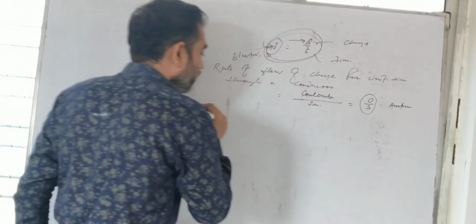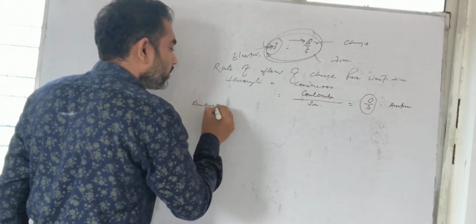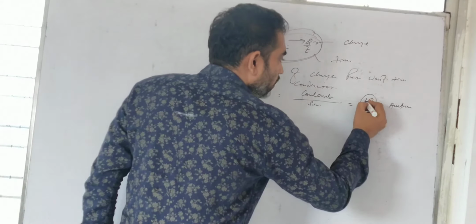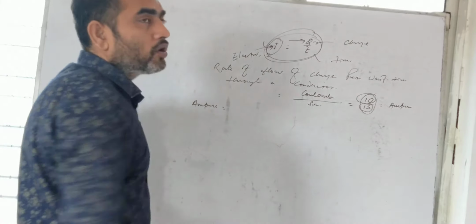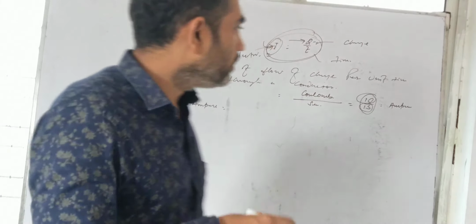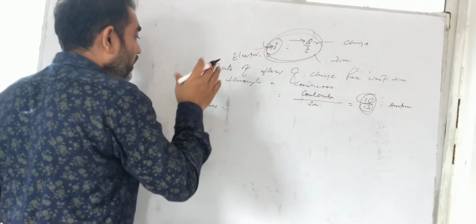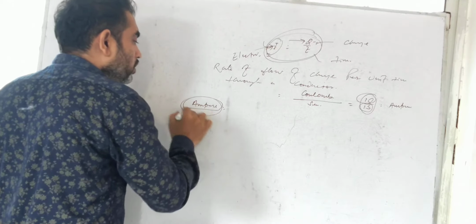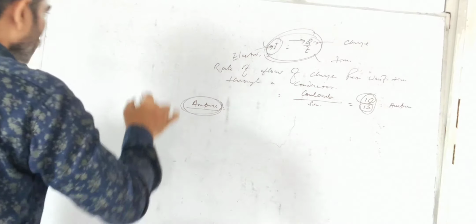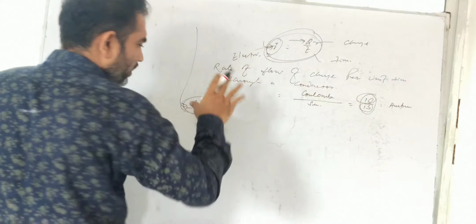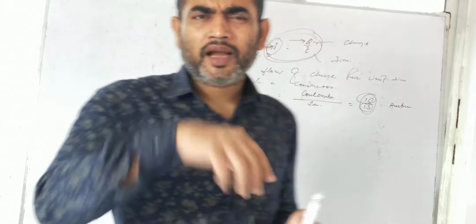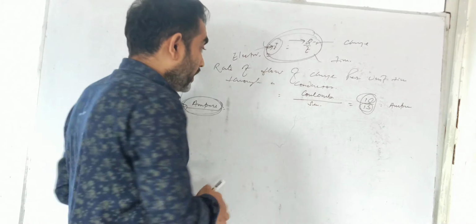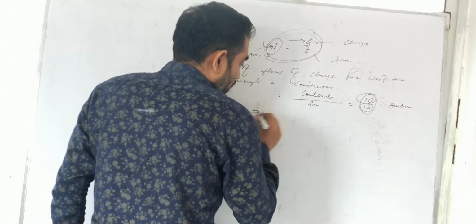So what will be the definition of ampere? If 1 coulomb of charge flows through a conductor per second, the amount of electricity produced is said to be 1 ampere. Obviously you know this very well, you have your missed video, you have gone through it, I have just revised it.